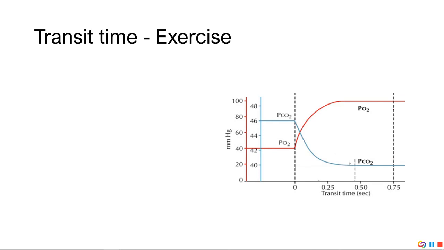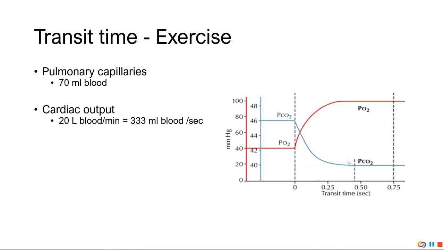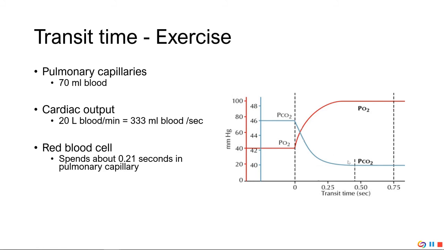But what happens with exercise? Well, if our pulmonary capillaries remain at 70, cardiac output, we're going to say we get up to 20 liters. That means 330 plus mils of blood are going through the body every second. So that means a red blood cell is only going to spend about 0.2 of a second in a pulmonary capillary.